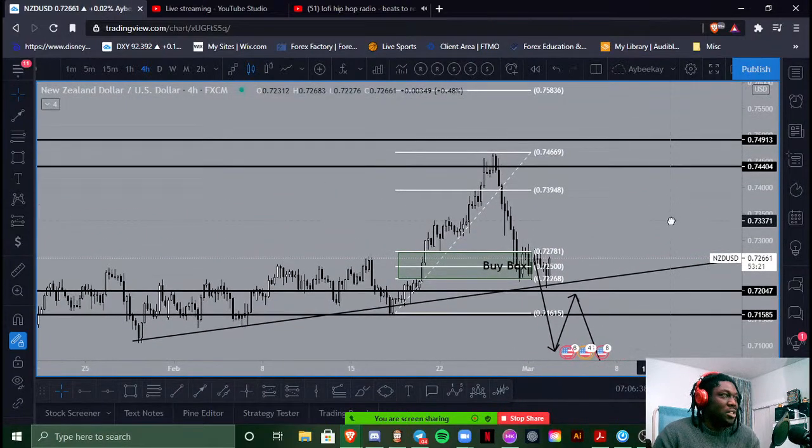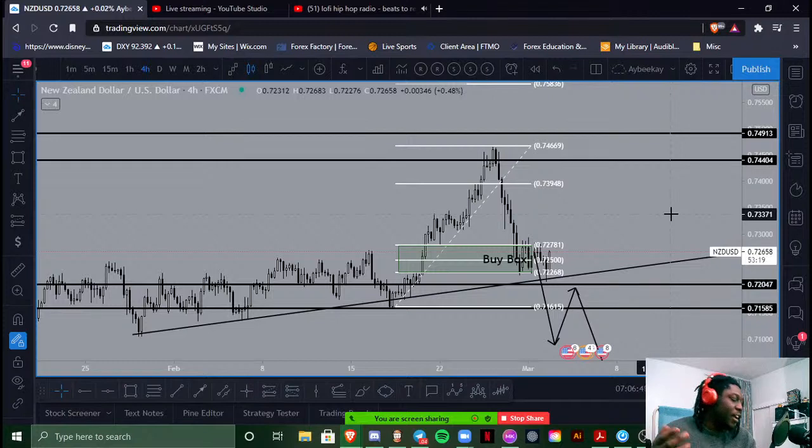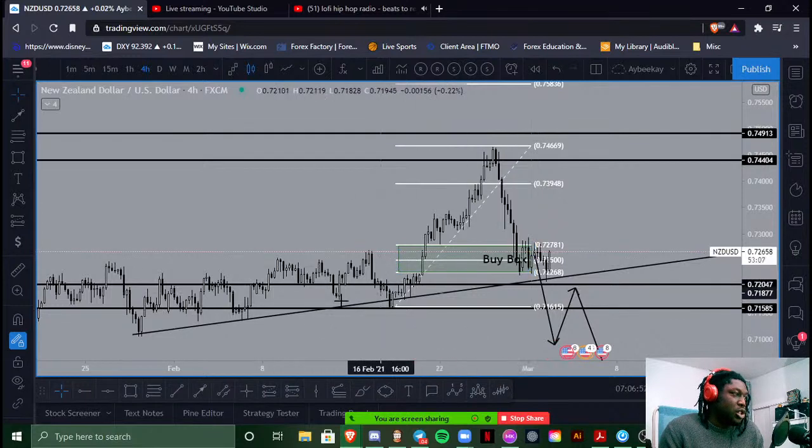But otherwise, all I really see it doing is making higher highs, just like AUDUSD. All I really see doing is going higher. So that's what I see on NZD/USD technical analysis wise. We'll wait for this structure to break right here.